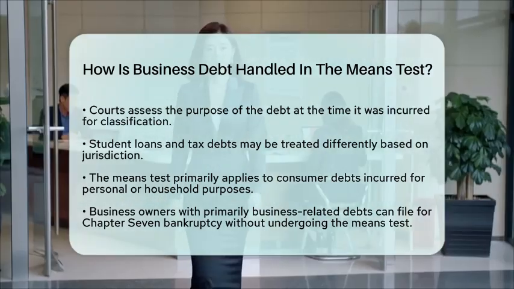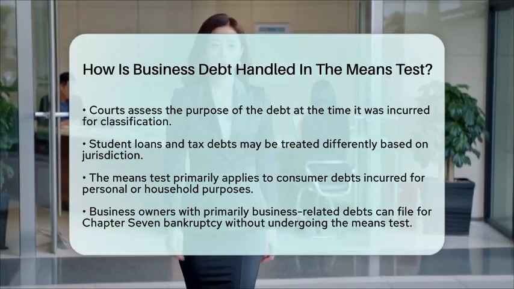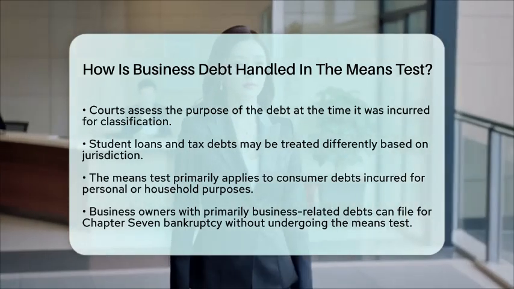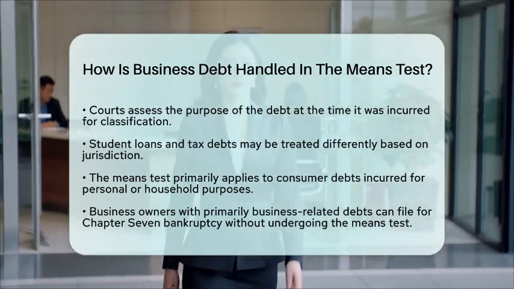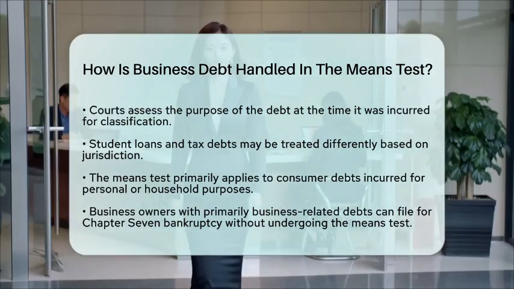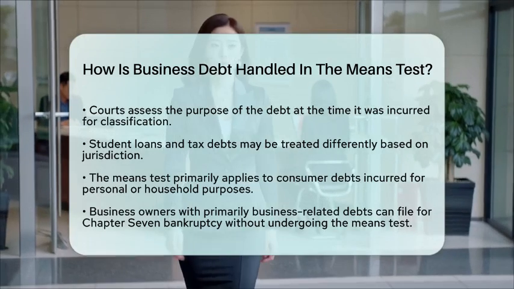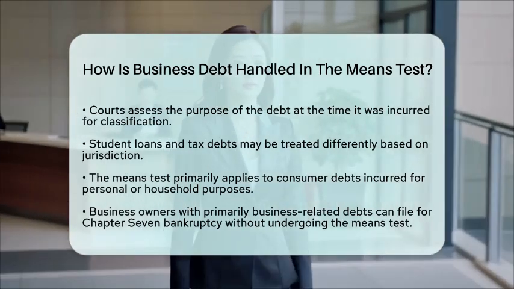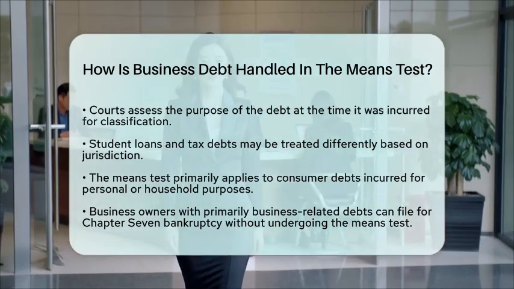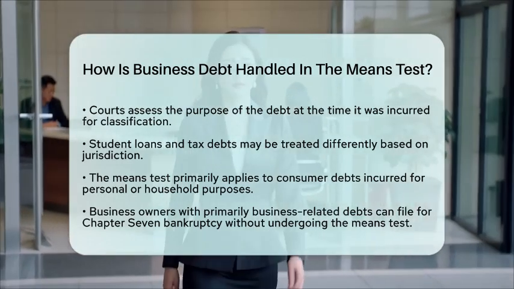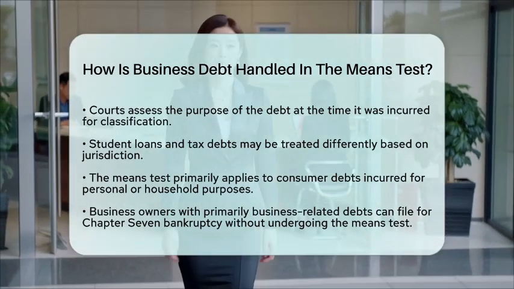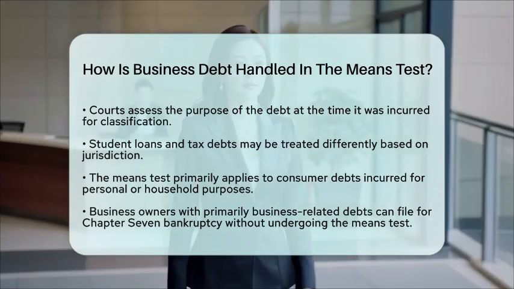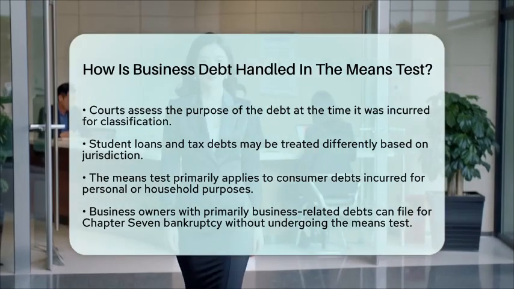a business. This exemption allows business owners to file for Chapter 7 bankruptcy without undergoing the means test if their debts are mainly business-related. However, if the debts are primarily personal, even if incurred by a business owner, the means test must be passed to qualify for Chapter 7. Understanding how business debt is handled in the means test can make a significant difference for those navigating bankruptcy proceedings.